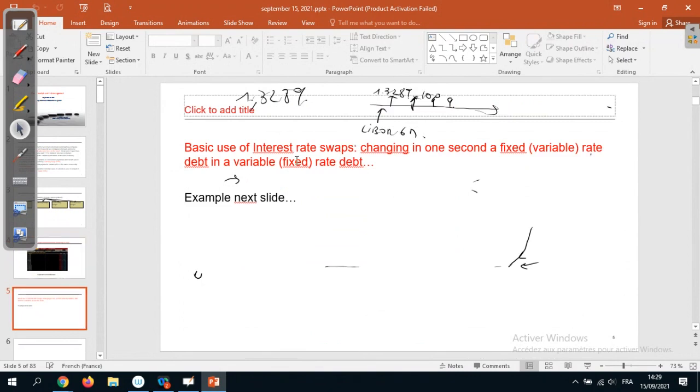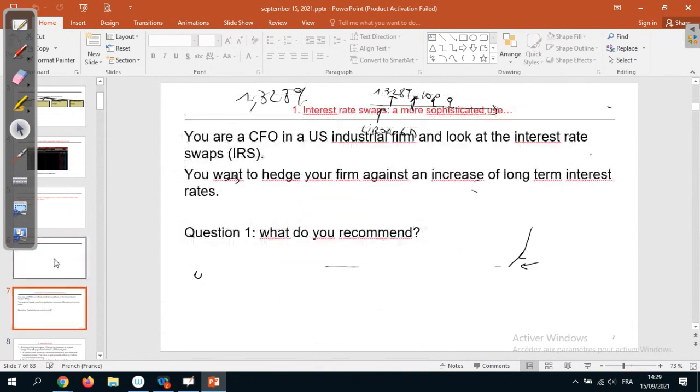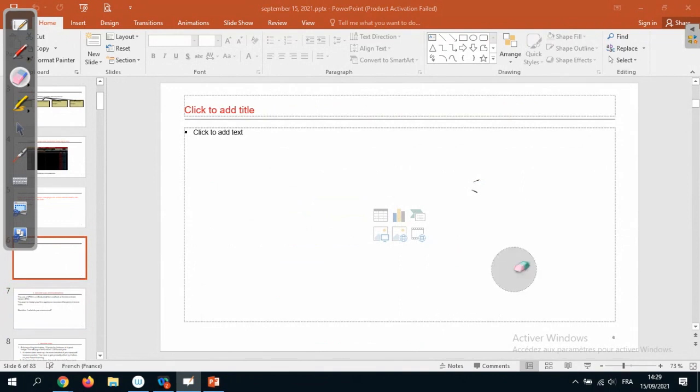Okay. So the basic use of an interest rate swap is changing, in 1 second, a fixed or variable rate debt into a variable or fixed rate debt. Okay. Example, next slide. I will use my pen.